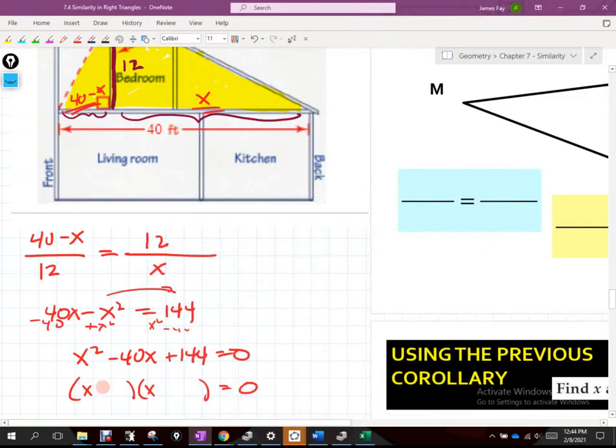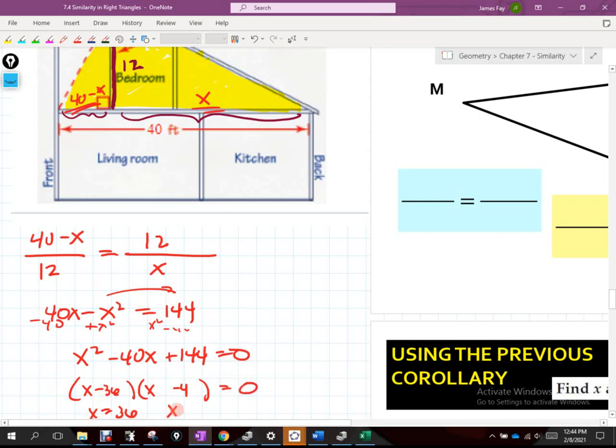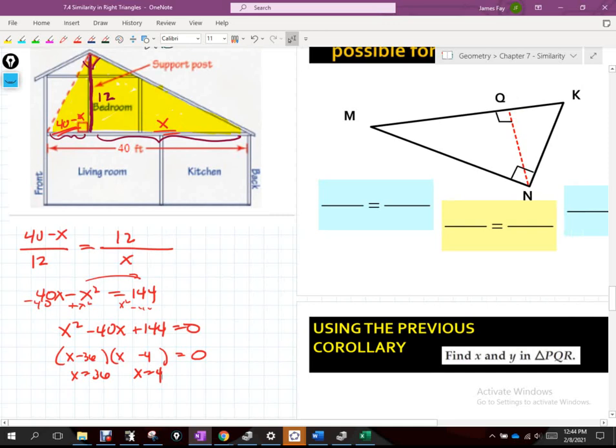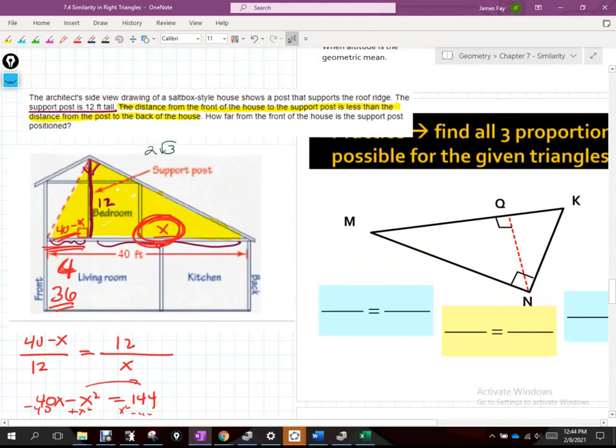So I'm looking at X minus 36 and X minus 4. So then we're looking at X equals 36 and X equals 4. Okay. Now just be cautious. How did we answer? We answered this as X, right? That's how we wrote it. So when I plug in X to be 36, this distance would be 4. But if I used X to be 4, this distance would be 36, right? Does that make sense? But it tells you that this distance is the shorter of the two. So it wants the 4. Does that make sense?